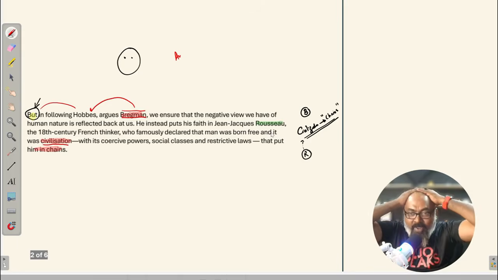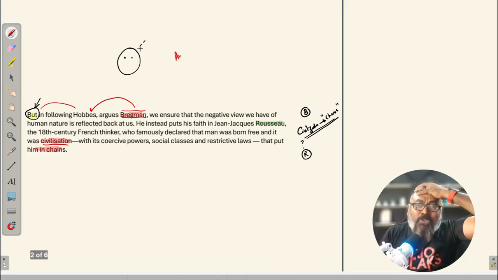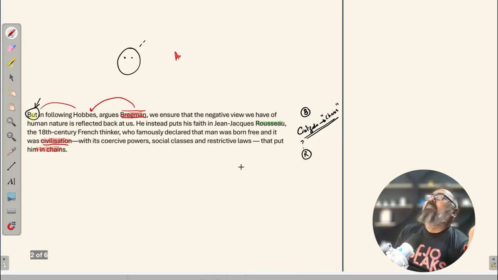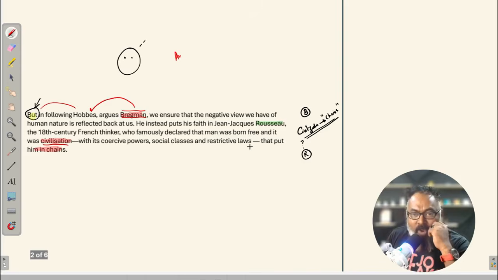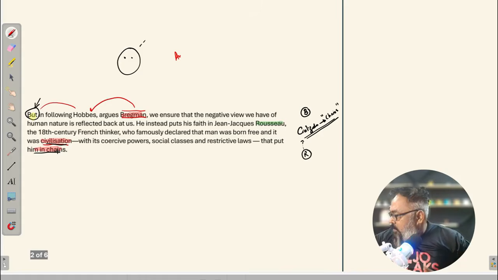Where is it going? I need to know what the author is trying to do. Author, where are you? Talk to me, please. What would likely be the next paragraph? What could happen? Maybe there could be something that supports this point. That's likely. It's too bold. Civilization is creating chaos. The moment you make a claim that civilization is about putting you in chains, there has to be some explanation why, right?